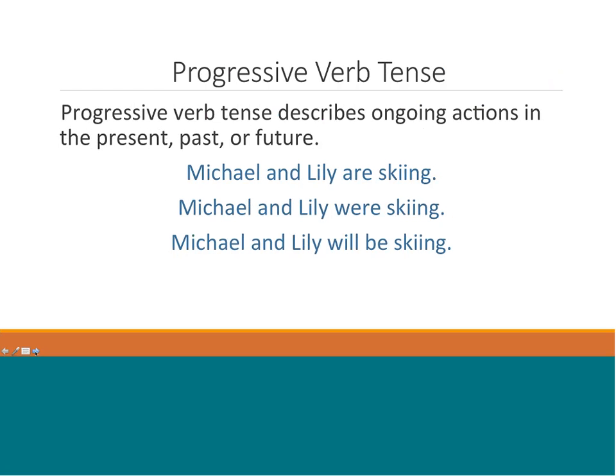All right, progressive verb tense. The progressive verb tense describes ongoing actions in the present, past, or future. So are skiing, were skiing, will be skiing. So the word skiing is in the present, but the are, were, and will tells us when it is happening.